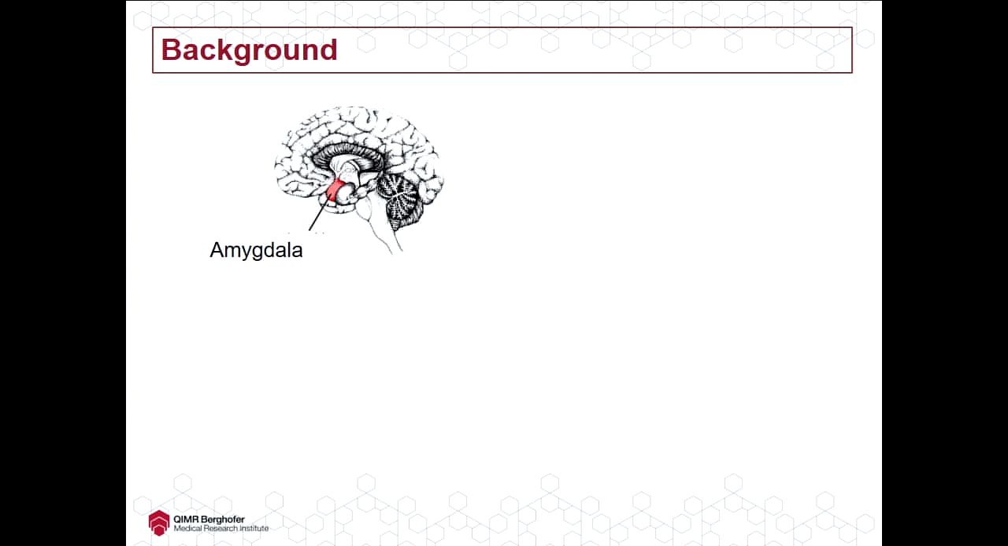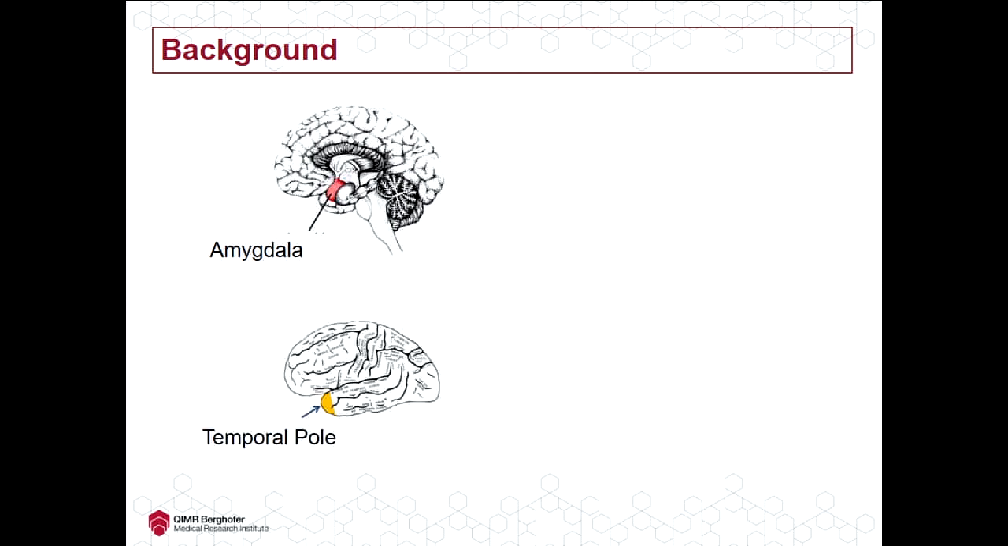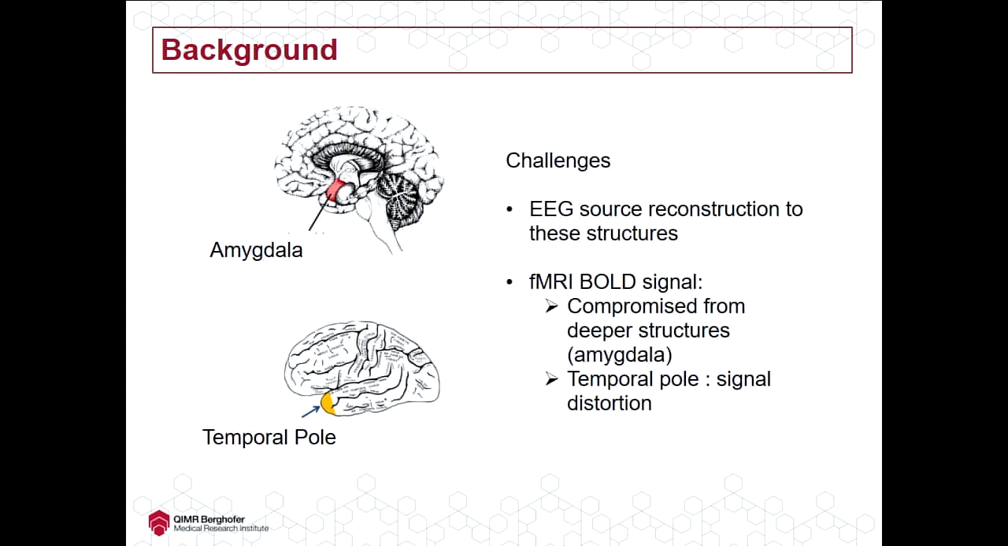But one region which is widely connected to all of these regions and is involved in some of this functioning, but often receives less attention, is the temporal pole. Now, the evidence for the socio-emotional functioning of these regions comes from mice studies, lesion studies, fMRI, MEG, and EEG. But often there are constraints with some of these techniques, such as EEG source reconstruction being difficult with substantial variability, and the fMRI signal being compromised from deeper structures. And especially in the case of the temporal pole, the signal is distorted because of magnetic field inhomogeneities.